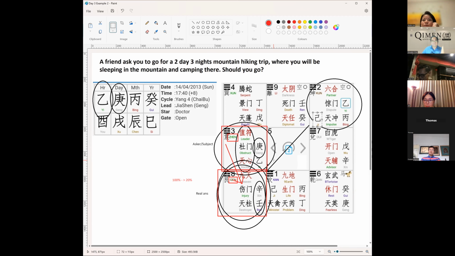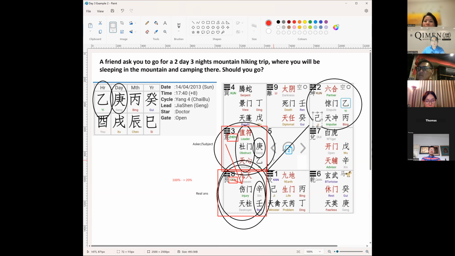Yes, Master Chan. I would like to clarify the date and time when we ask the question. The 14th of April, 2013, and the time 1740. Does it represent the day and time that we are asking, or the day and time that we are departing for the trip? In this case, when somebody asks me, I will base it on the time whereby I ask, I plot the chart.